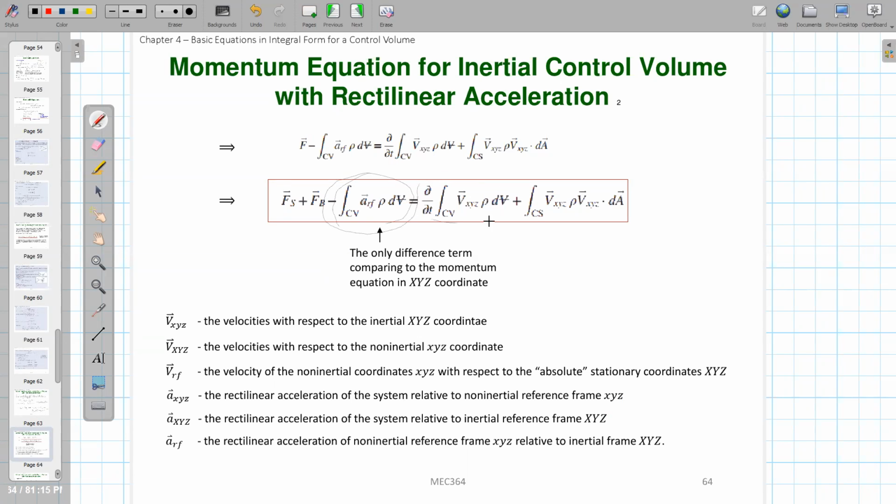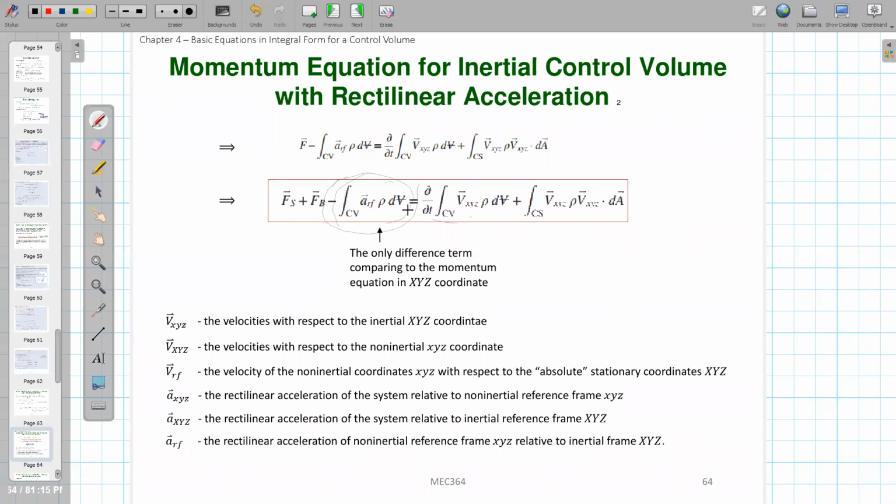And these two terms are still the same as before. You have this change of the momentum inside the control volume itself, and this is the net momentum flux across the whole control surface. And we have this surface force, we have this body force, but we have an additional term.